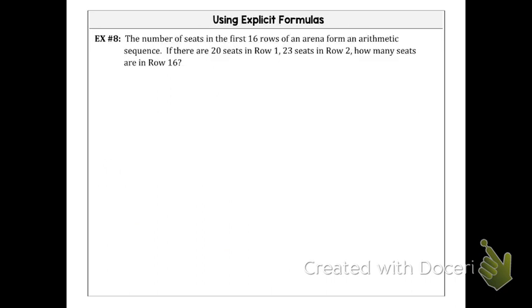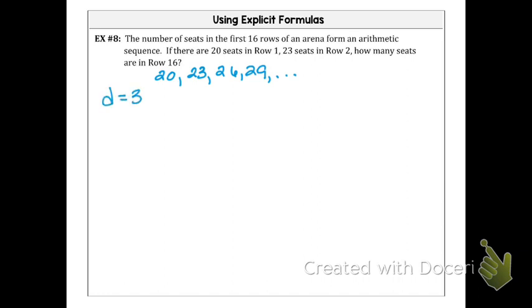All right, example 8. It says the number of seats in the first 16 rows of an arena form an arithmetic sequence. If there are 20 seats in row 1, 23 seats in row 2, how many seats are in row 16? And so we can see here that in row 1 we have 20, and in row 2 we have 23, and it told us it's arithmetic, so it's got that common difference. So then we know it'd be 26, 29, and so forth. All right, so we can see that our common difference then is 3.